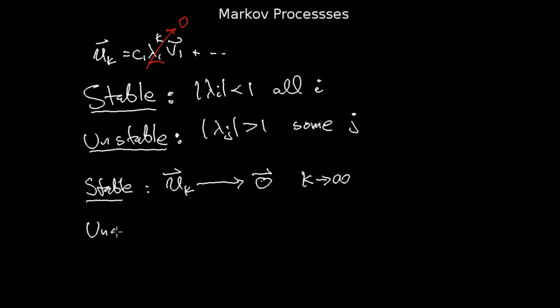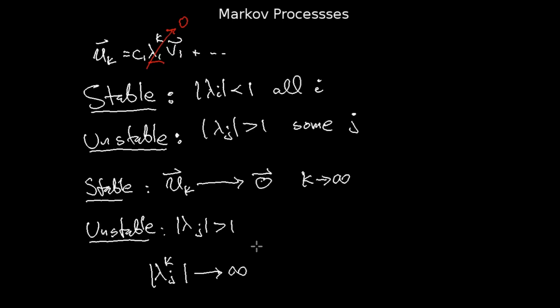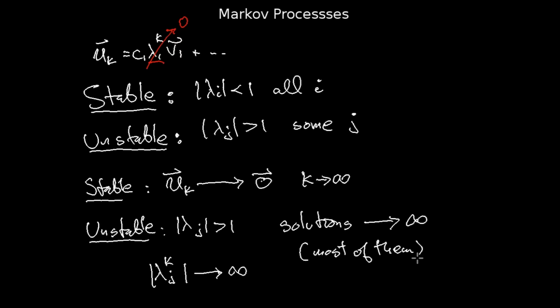Whereas in the unstable case, that is to say, let's say that lambda j is bigger than 1 in absolute value, well, then lambda j to the k in absolute value is going to infinity. And so the solutions go to infinity, at least most of them do. There might be a very small number which don't, but almost all of them go to infinity. So that's the unstable situation.